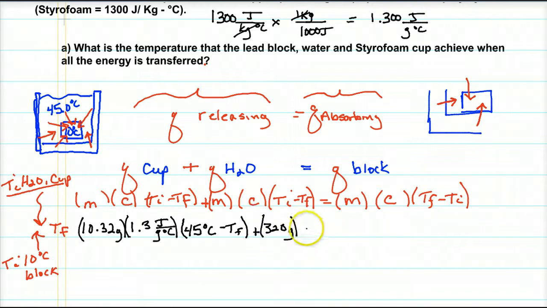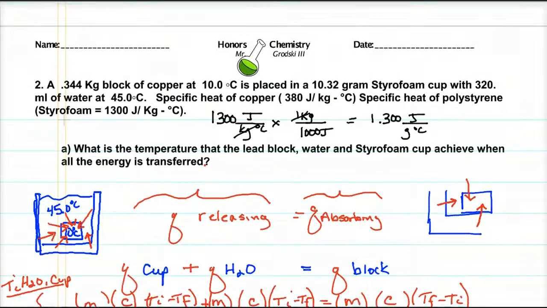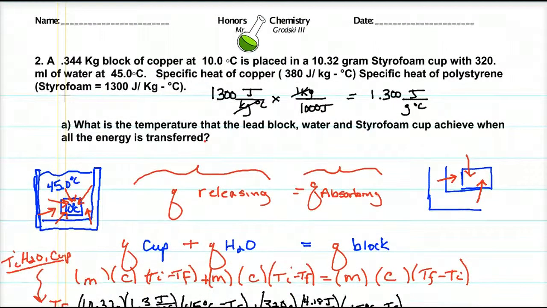Specific heat of water, we're going to be in joules, is 4.18 joules per gram per degree Celsius. And temperature initial, again, is still 45 degrees Celsius minus TF. Everybody on the same side will have the same type of value there. Okay, equals what? Well, the mass of the block, which was 0.344 kilograms.